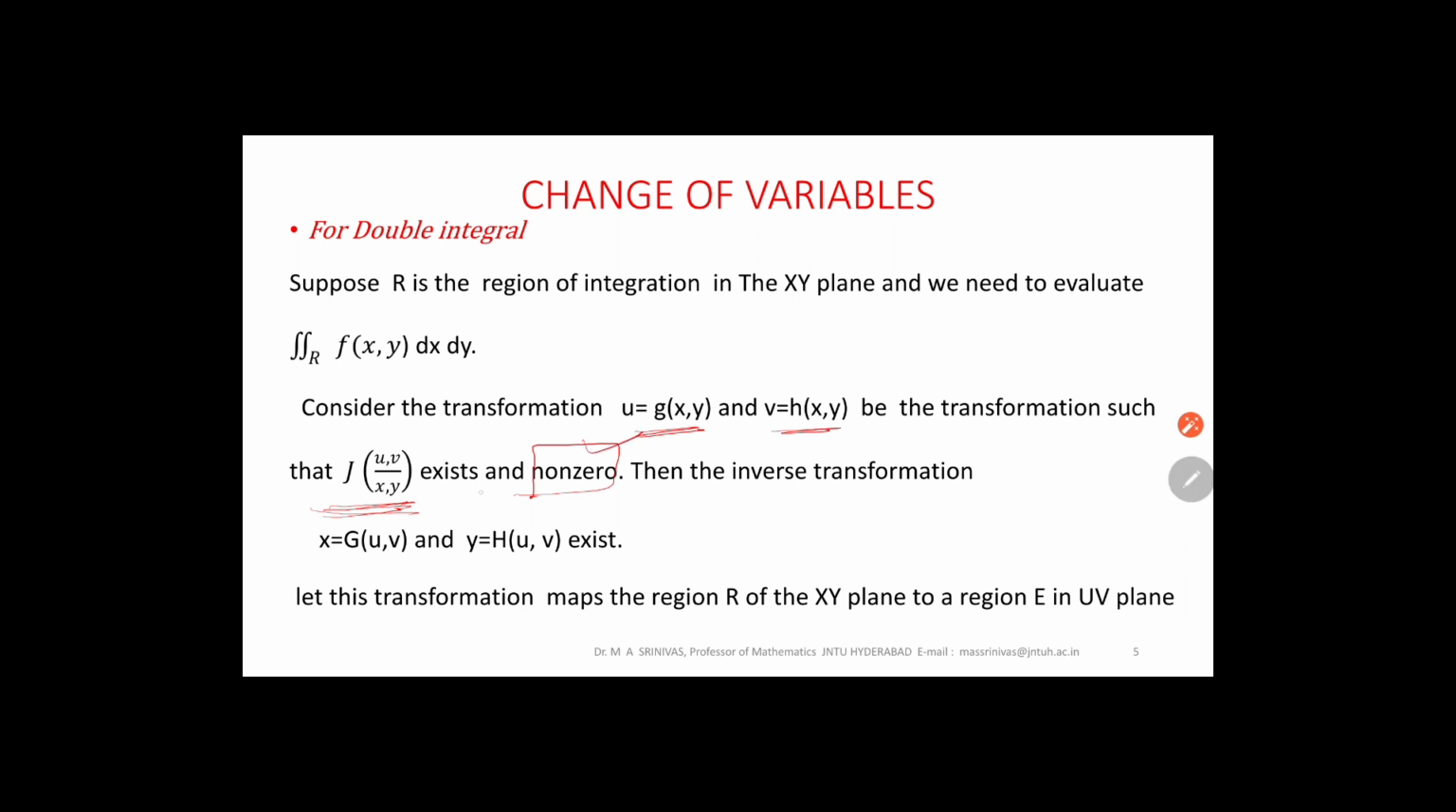So because of this non-zeroness, the inverse transformation exists. From this, I can write x in terms of u, v and y also in terms of u, v. Thereby, this value will also be non-zero. The Jacobian of xy with respect to uv is also not equal to 0, because this is non-zero, this is also non-zero. So let this transformation map the region R in the xy plane to the transformed region in the uv plane, which I am representing with E. Previously I explained it with R dash; in place of R dash, I am using the symbol E.